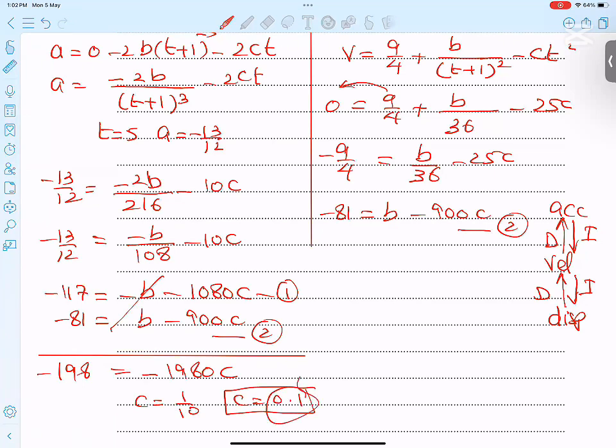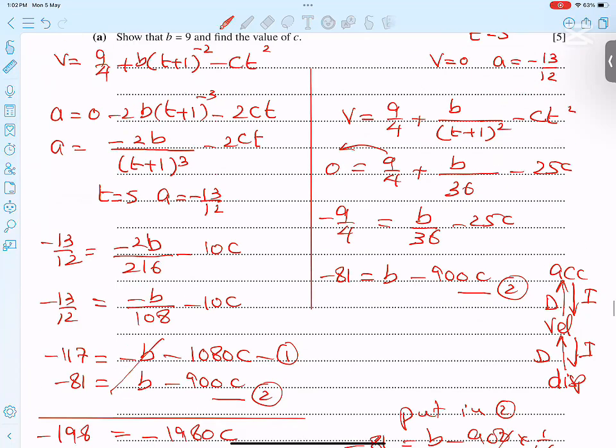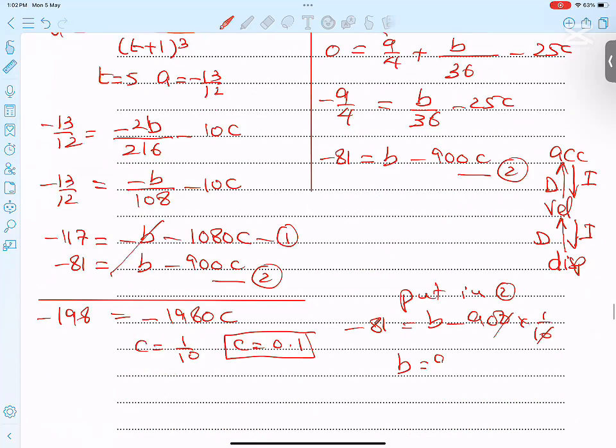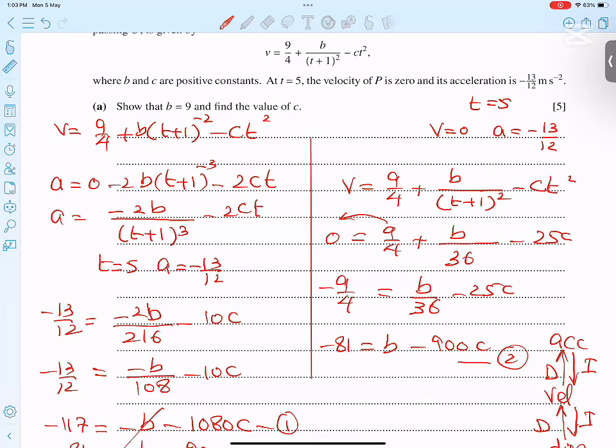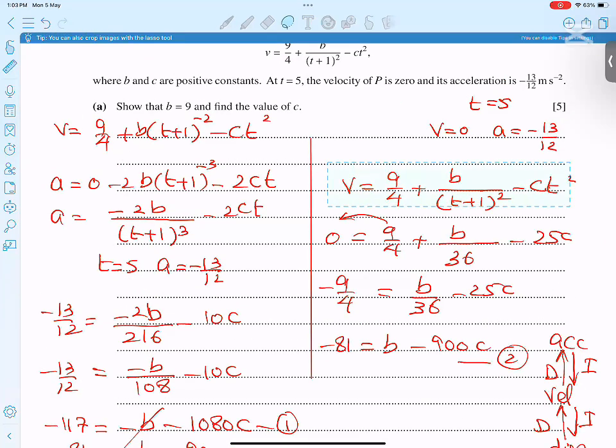And this c value I can plug into any one equation. So I plug into 2. So negative 81 equals b minus 9 into 1 over 10. This cancels. And when 90 goes there, 90 and 81, so we get 9. It is true, it matches. Proved. So Alhamdulillah Rabbil Alameen, the question I got completely matched.